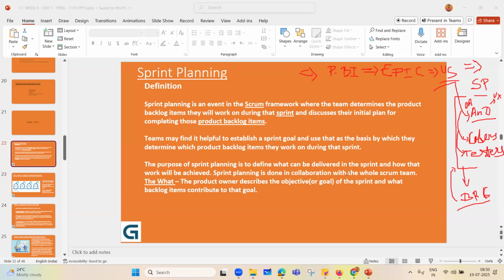Sprint planning is done in collaboration with the whole Scrum team. In the sprint planning meeting, product backlog items are owned by the product owner, and when you give clarity on every single user story, it means that your sprint goal is set, and these product backlog items will be called the sprint backlog. What will it be called? Sprint backlog. Now you tell me, who owns the sprint backlog?